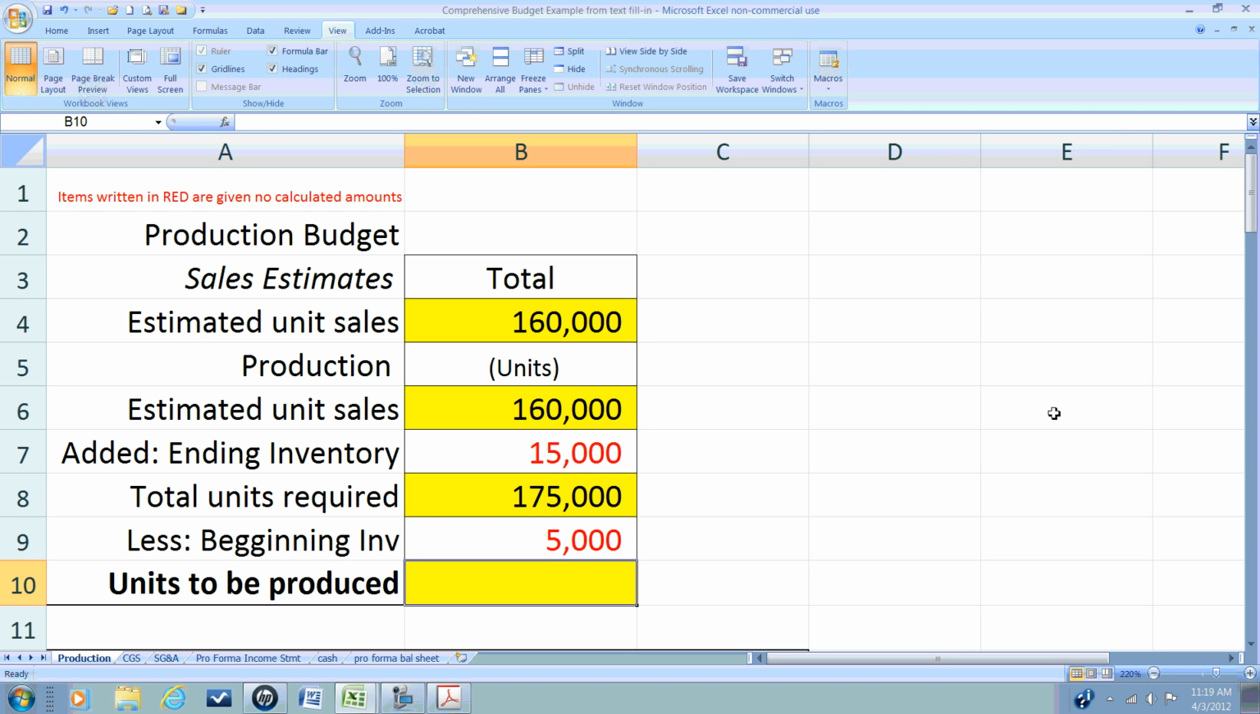We already began with 5,000, so the number of units that have to be produced is the number of required units minus our beginning inventory. And now we know that we need to produce 170,000 units in our planned production.